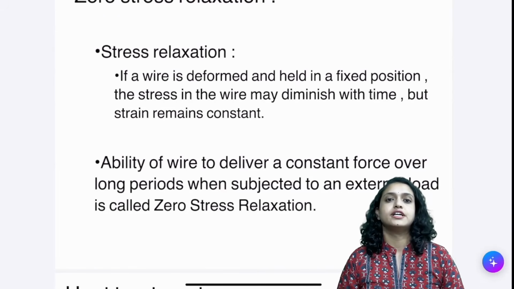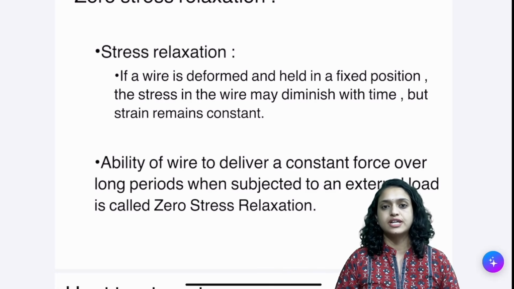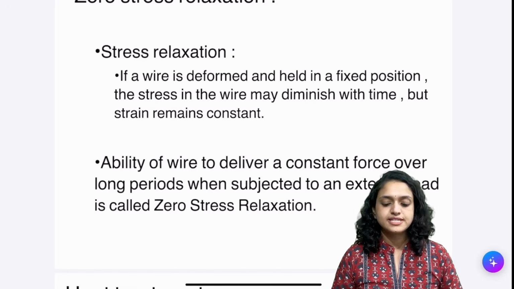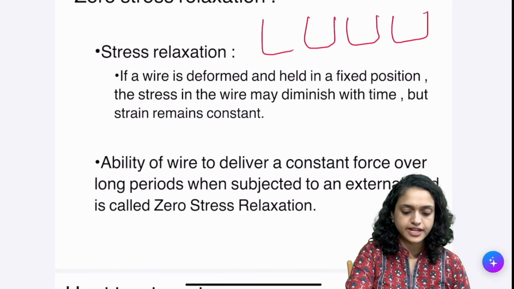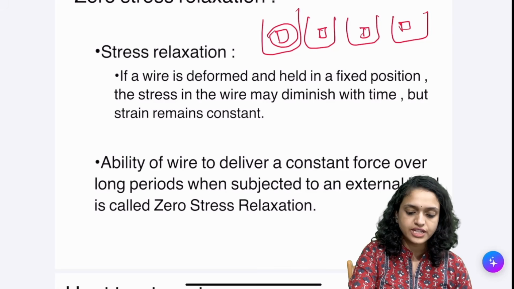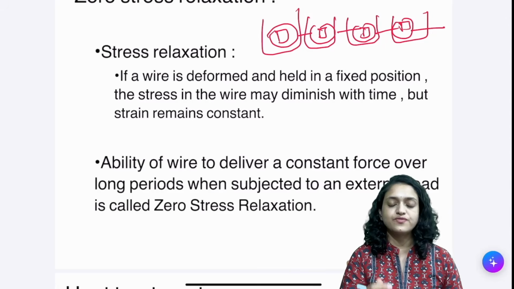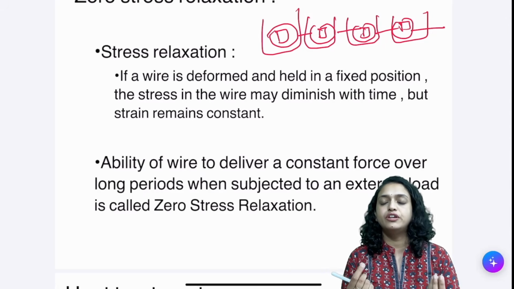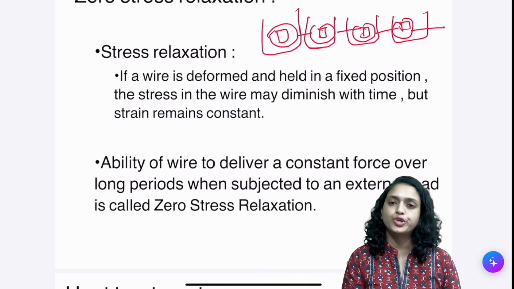So, like I said, zero stress relaxation means when a wire is deformed and held in a fixed position, the stress in the wire may diminish with time. I'll give you an example. Say you have a spaced dentition and you are placing brackets. To close the spaces, you give an E-chain, usually an elastomeric E-chain. One visit you put it. Next visit when you see, the E-chain will all be deformed and there won't be any force on it. You will have to remove the E-chain and put a new one.